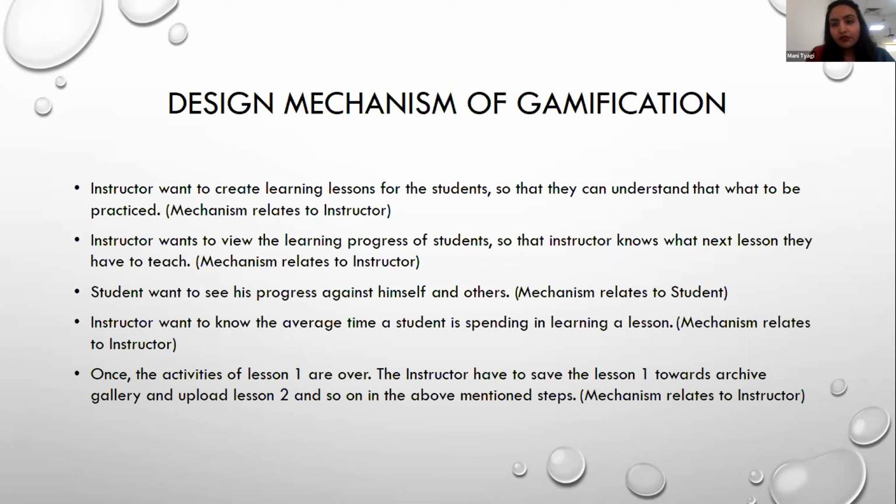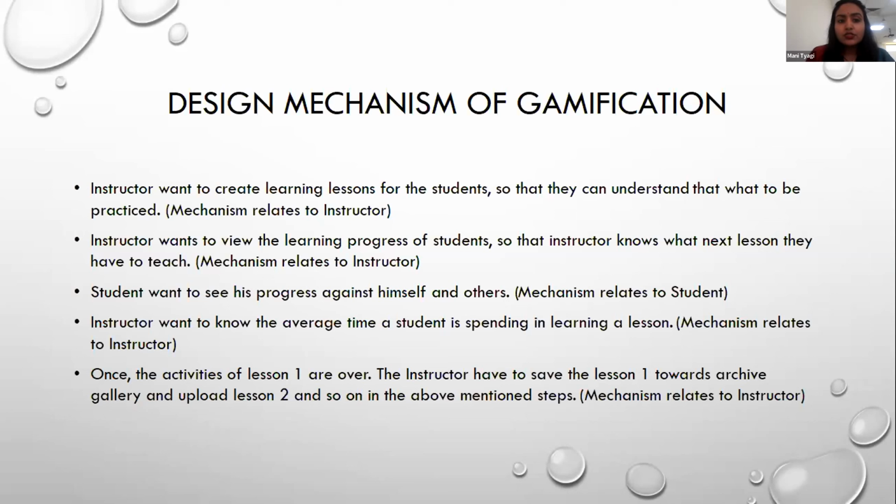Designing the mechanism of gamification, we have designed a few mechanisms for doing the gamification of the algorithm, in which we have found 10 mechanisms which are related to the instructors, system, and the students. So it proceeds like this: the instructor wants to create learning lessons for the students so that they can understand what is to be practiced. This mechanism relates to the instructor. The instructor wants to view the learning progress of the student so that the instructor knows what next lesson they want to teach. This mechanism relates to the instructor.